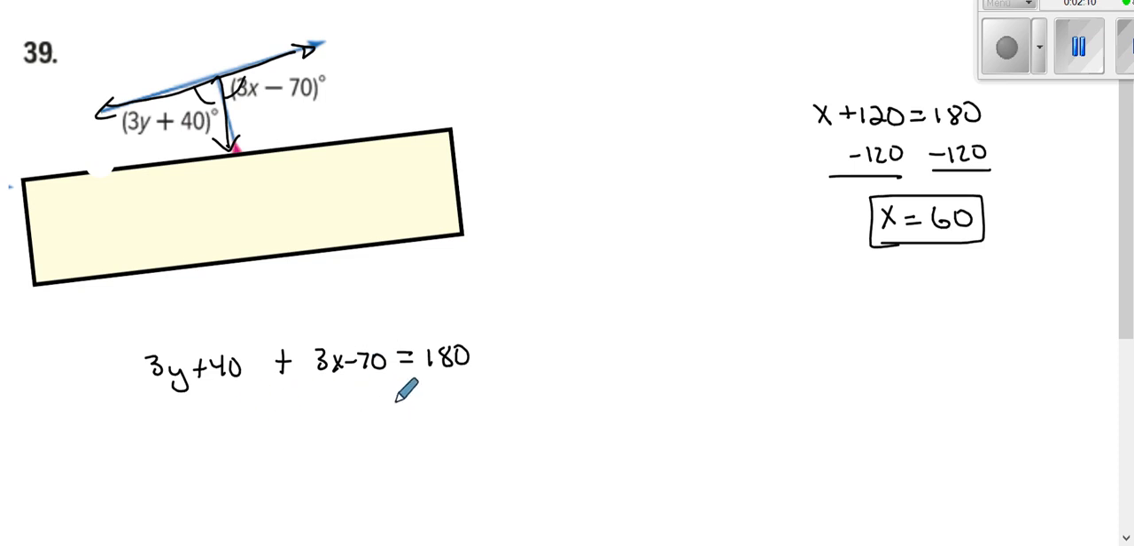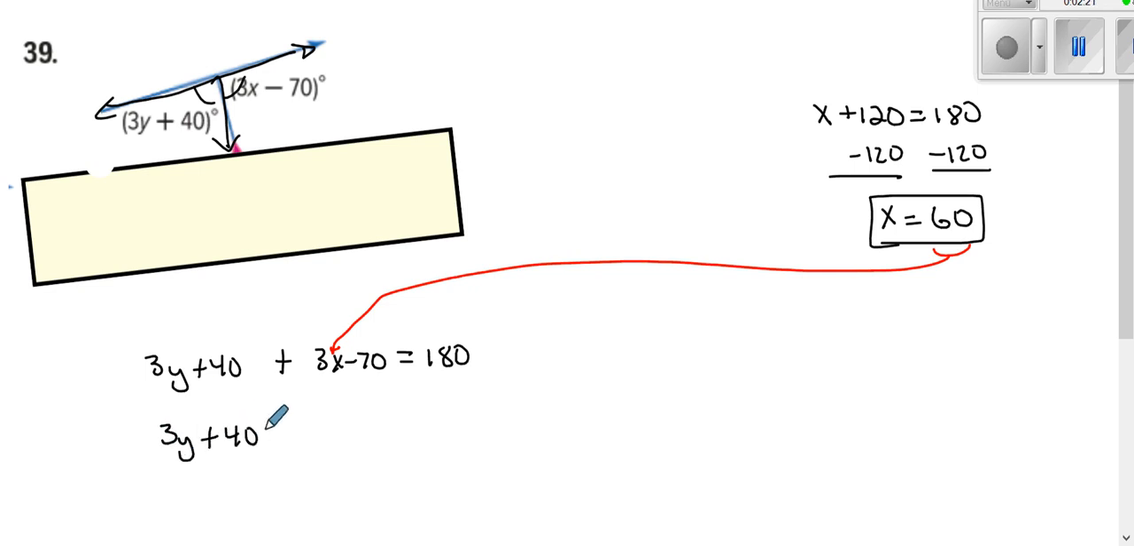Okay? So first I'm going to have to plug this x, which I found out was 60, in right there. So I get 3y plus 40 plus 3, and the x is 60, minus 70 equals 180. 3 times 60 is 180, so I get 3y. I'm going to go ahead and combine the 40 and the negative 70 together. 40 minus 70 is negative 30. So 3y plus this 180 minus, and then this is minus 30, equals 180.